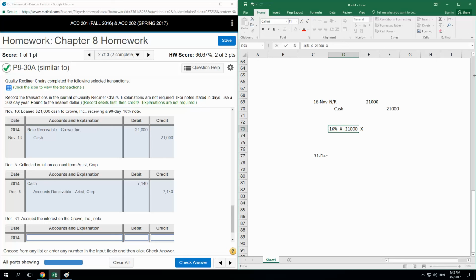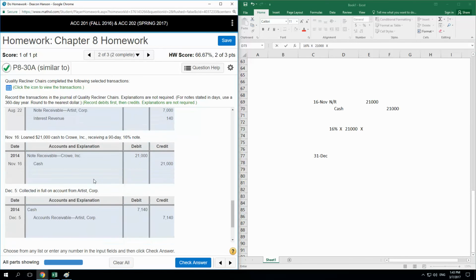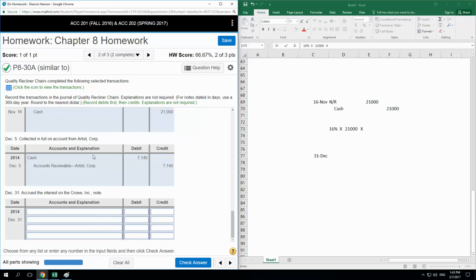Now we've got to think about how much time went by. Well, technically, it's a 90-day note. Half of November went by, because we issued it on November 16th, so the second half of November elapsed, if you want to use that word. And then all of December went by, because we're all the way down here on December 31st. So a month and a half. You could say 45 days out of 360. Whatever fraction you want to use, and we're going to probably try that. We could try 45 days out of 360.